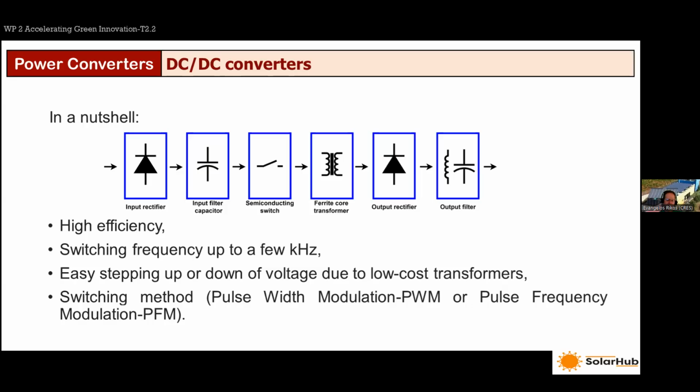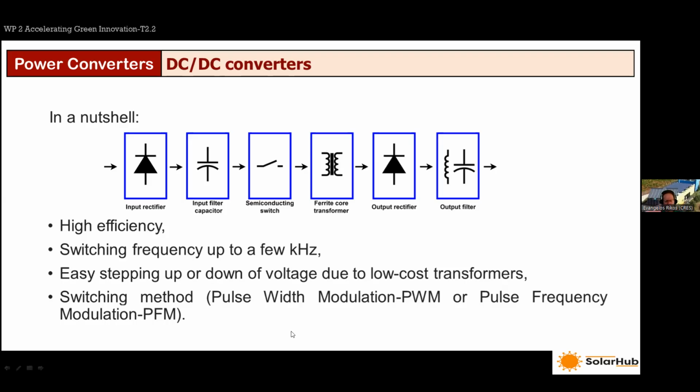They usually operate at switching frequencies up to a few kilohertz or a few tens of kilohertz. So this means that this switch here is toggled on and off very fast. Okay, and we do that in order to reduce the amount of filtering that is necessary for the transformer and the output filter here. And they produce an easy way of increasing or reducing the voltage level, because the transformers used here are of low cost.